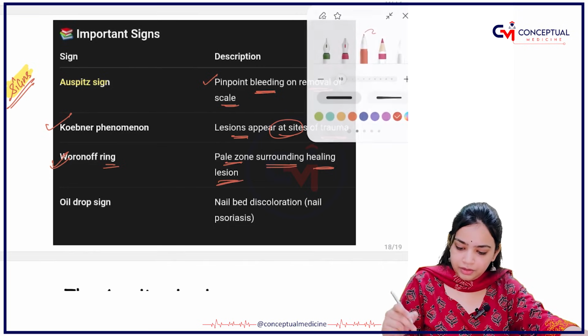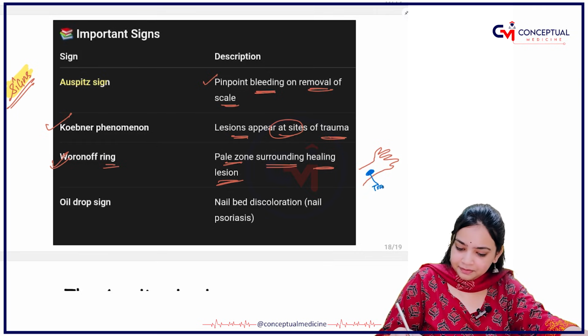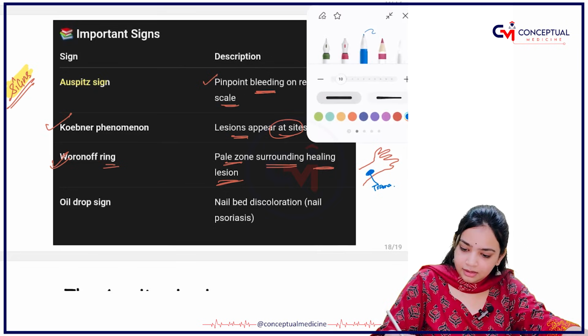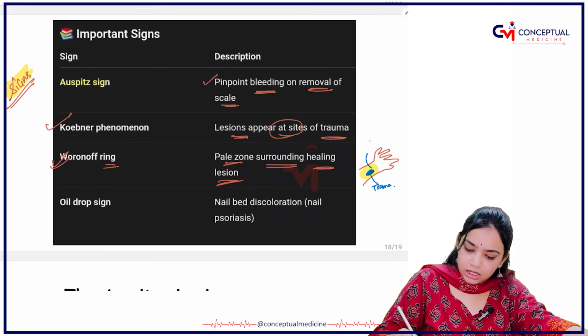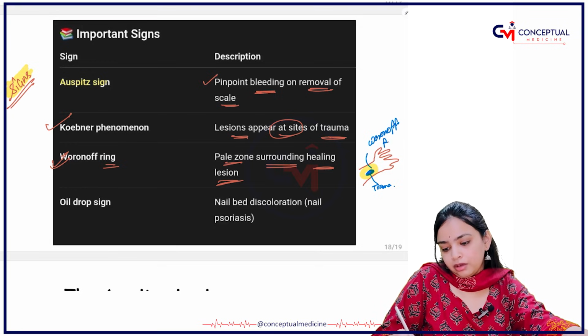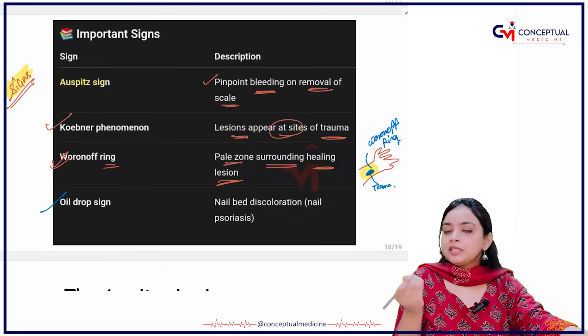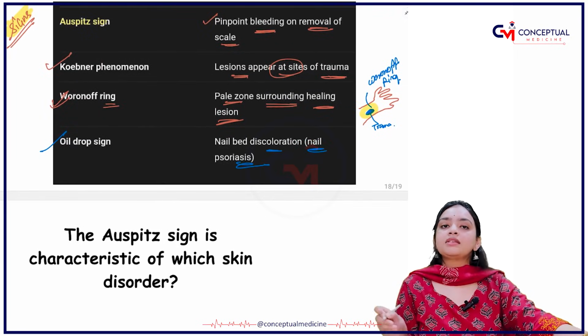I'll draw the figure for you. I don't know whose hand I have drawn. This is the trauma site. Now what happens is, this area will be a pale area that will be called as the Woronoff ring. Okay. Oil drop sign, I have already told you, the nail bed discoloration, that is also called as the nail psoriasis.